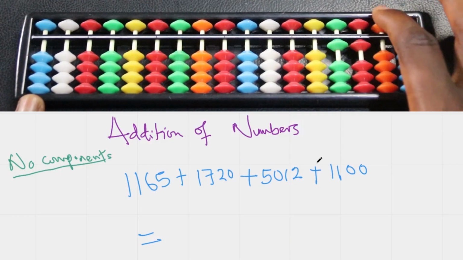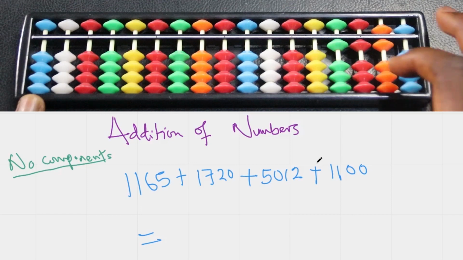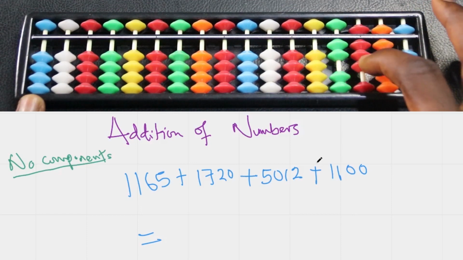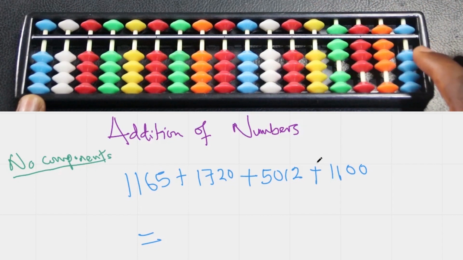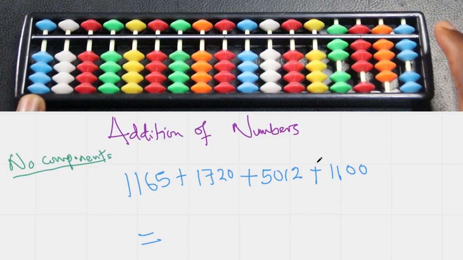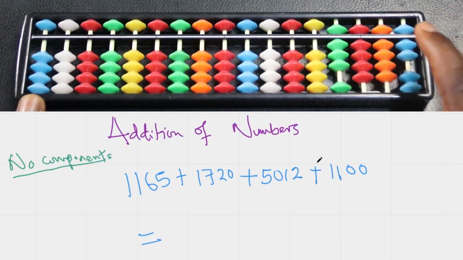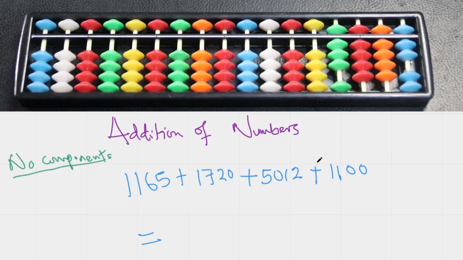We have 1165 plus 1720 plus 5012 plus 1100. What do we have? We have 8997.